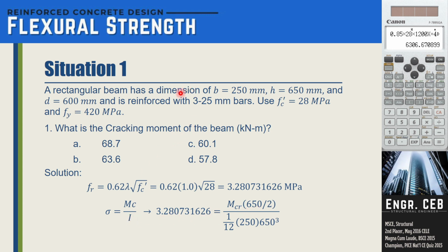Take note, this is just a rectangle. For its moment of inertia, we just compute the moment of inertia of the gross area of the rectangle without considering the effect of the steel. That is 1 over 12 b h cubed. And then c is the distance from the neutral axis to the farthest fiber. For a rectangle, from the neutral axis up to the fiber, that is simply 650 over 2. We can now solve the Mcr, and that is 57,754,546.33 Newton millimeter. In kilonewton meter, that is 57.754546 kilonewton meter. And that is letter D.